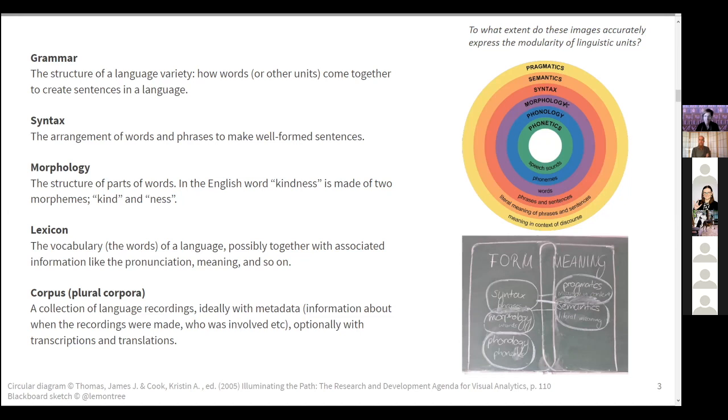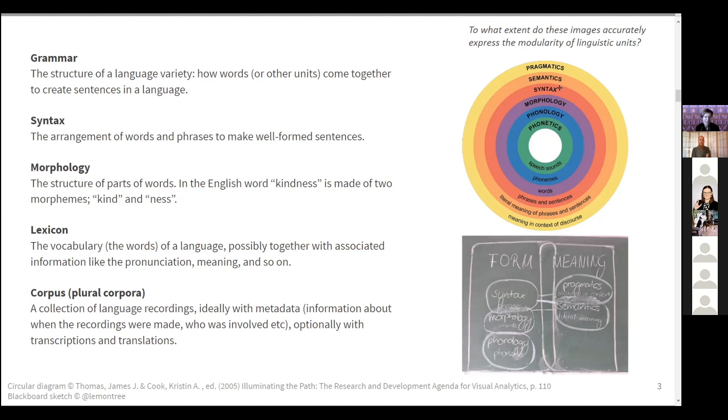Morphology is the structural parts of the word. So the example here in the English word kindness is kind and ness. And these morphemes can be combined with other things. Kindly, unkind. You can take that morpheme and combine it with other components. So when we talk about morphology, we're trying to pull apart the structure.